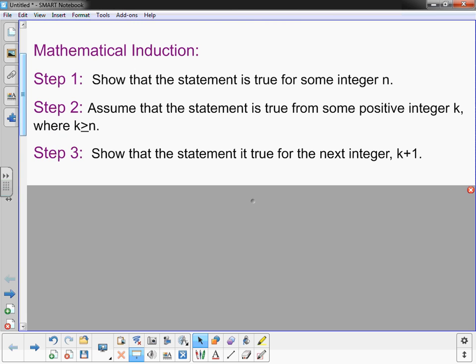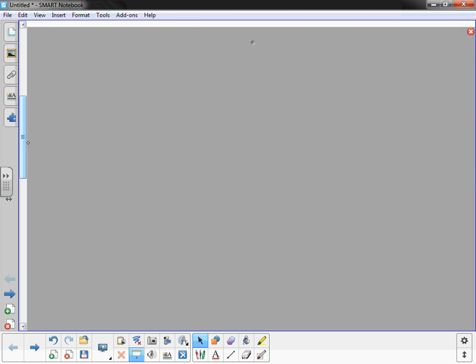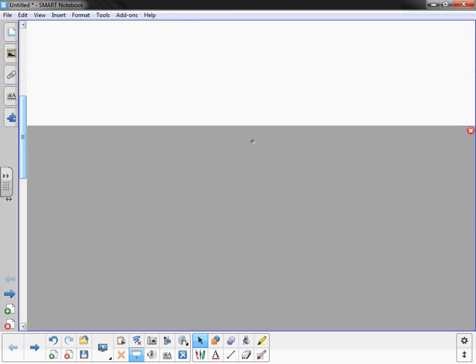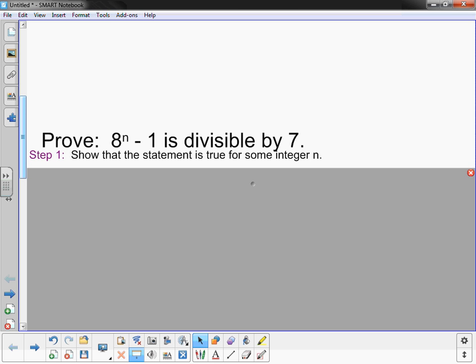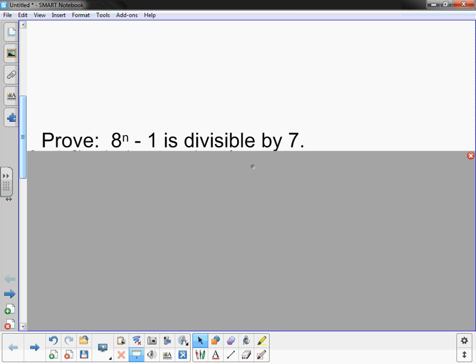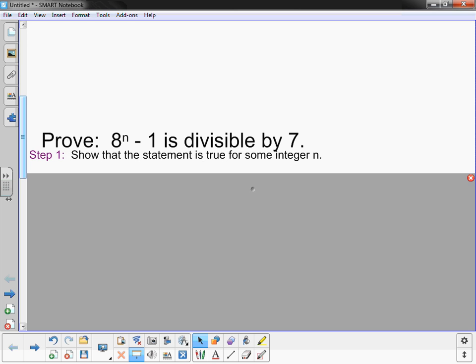And then comes step 3. Now we need to show that our statement is true for the next integer, k plus 1. It's a variable. So let's do a quick little problem here. Our problem that I want to do says prove that 8 to the nth power minus 1 is divisible by 7. So our first step, let's show that this statement is true for some integer n.